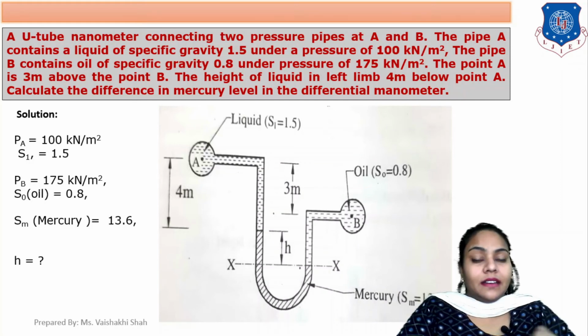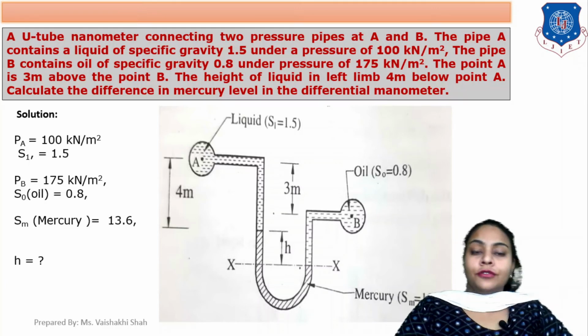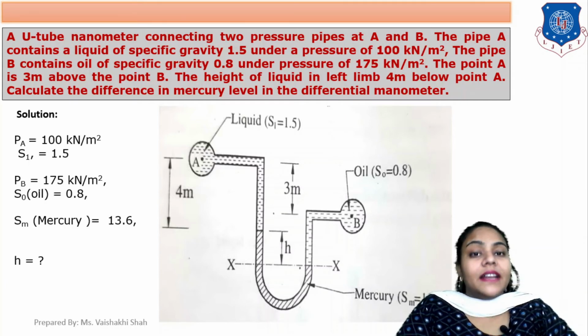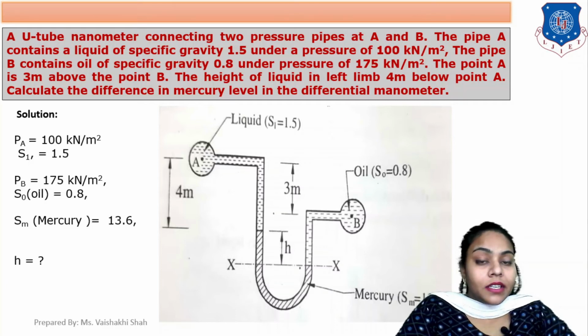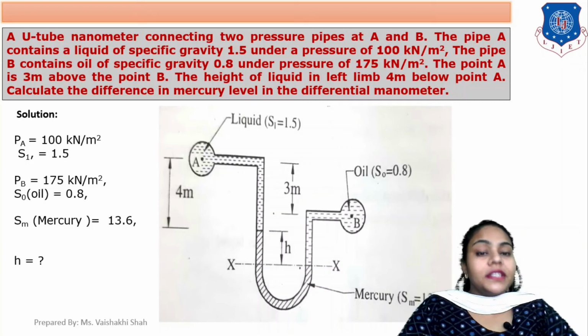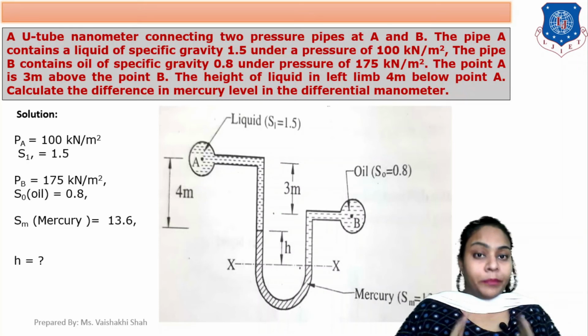Now in this data, the diagram is not given to you. You have to draw the diagram first. So here there are two pipes given to you. Now how can you decide whether both pipes are at the same level or at different levels? How can you decide that? So here the pressures in the pipes are given to you. Pressure in pipe A is 100 kilonewton per meter square and pressure in pipe B is 175 kilonewton per meter square. Now there are two different pressures.